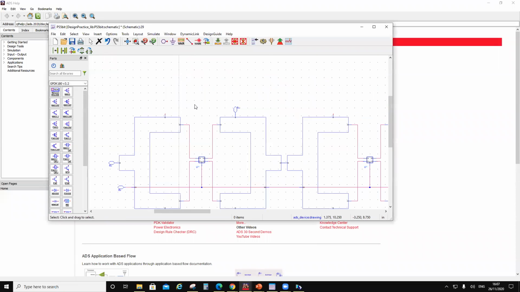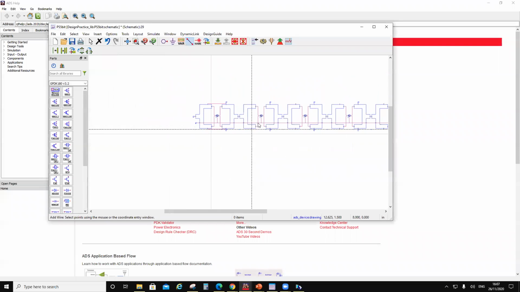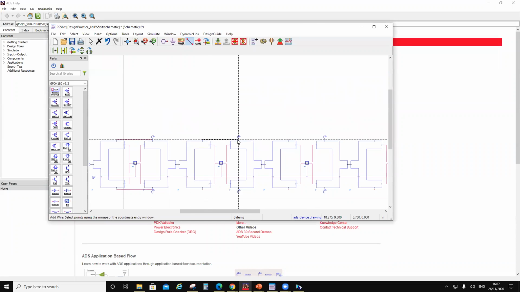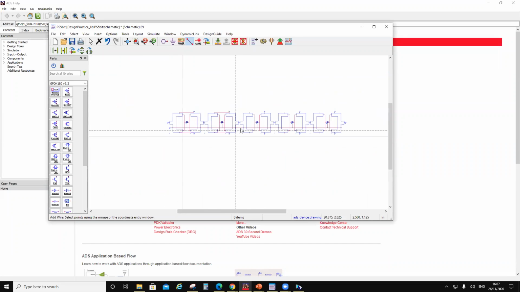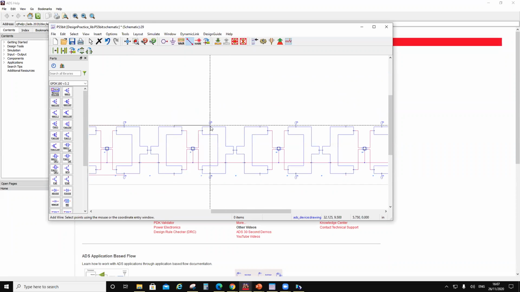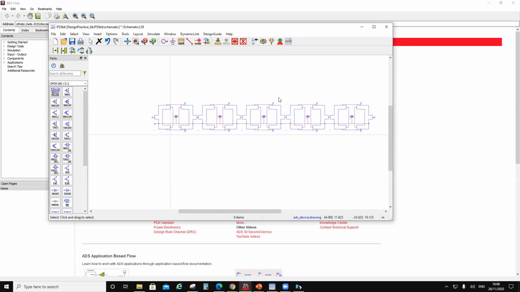Now, what about these? These will be shorted, right? So this is one pin. So this is one. This is the second one. This is the third one. This is the fourth one. And this is the fifth one. Done. So we are done with the 5-bit phase shifter design.